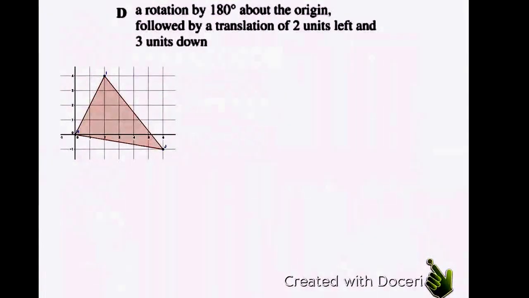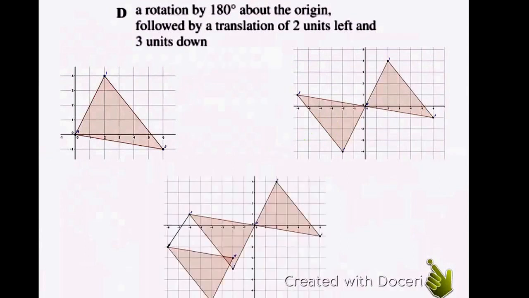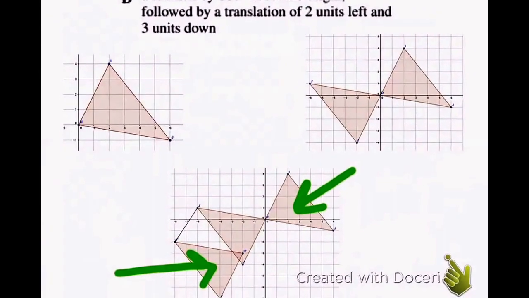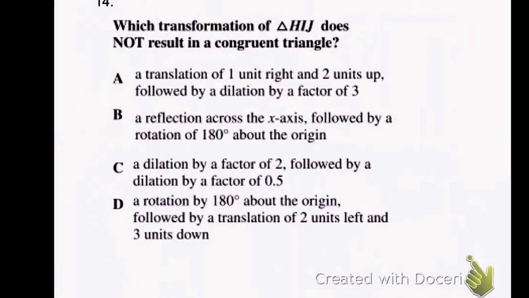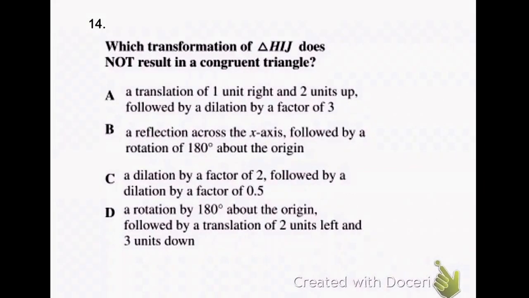D. A rotation about the origin. So here's what it looks like when you rotate it about the origin, followed by a translation of 2 units left and 3 units down. So if you look at your image, how does your image compare to your pre-image? Congruent or not congruent? So thinking about the pictures we just saw, which is the correct answer? Which does not result in a congruent triangle?